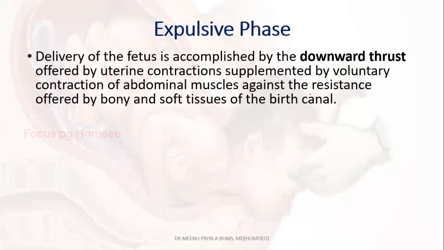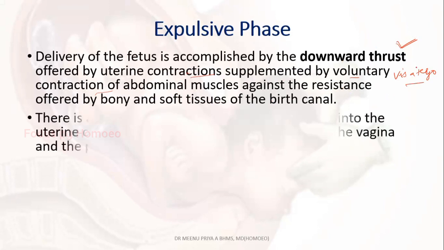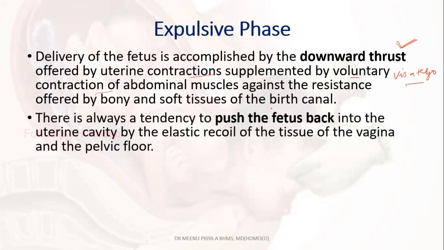Delivery of the fetus is accomplished by downward thrust, and this downward thrust is applied by the uterine contraction, supplemented by voluntary contraction of abdominal muscles against the resistance offered by bony or soft tissues of the birth canal. And there is always a tendency of the fetus to push back into the uterine cavity by the elastic coil of the tissues of vagina and the pelvic floor, and this is prevented by what? This is prevented by the physiological retraction ring, which is responsible for retraction.